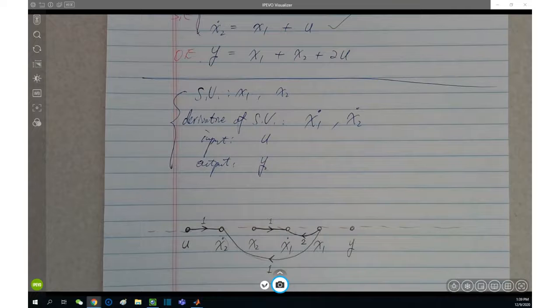x2 dot is contributed by 1 x1 and 1 input. Okay, those two ones are gain, right? The gain, obviously the gain.